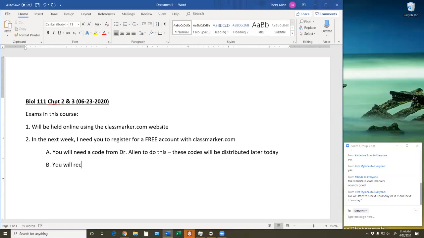You will receive an Excel file through email containing your hack ID numbers and codes next to them, okay? So when I send you this Excel file, I want you to open it up, look for your hack ID number, and use the code that is across from your hack ID number to create your free account on classmarker.com. Okay?